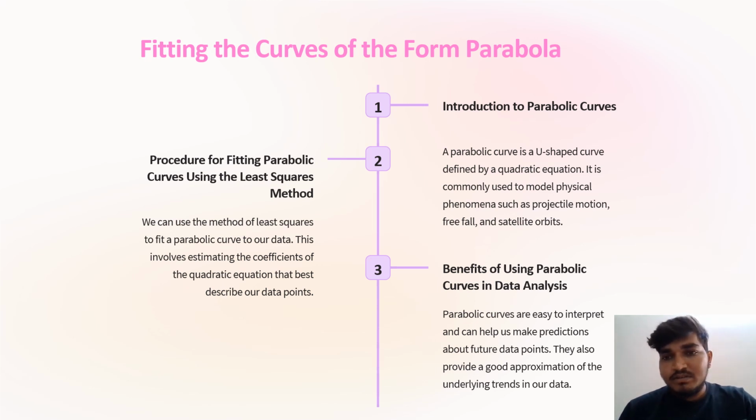And coming to the introduction to parabola curves, a parabola curve is a U-shaped curve defined by a quadratic equation. It is commonly used to model physical phenomena such as projectile motion, free fall, and satellite orbits. And the benefits of using parabola curves in data analysis: parabola curves are easy to interpret and can help us make predictions about future data points. They also provide a good approximation of underlying trends in our data.